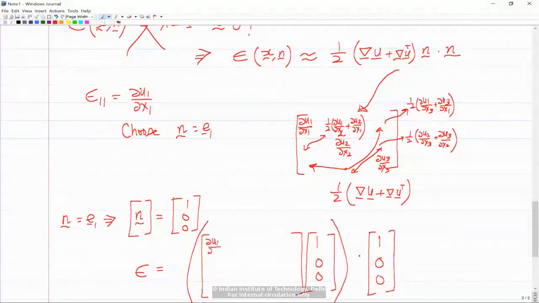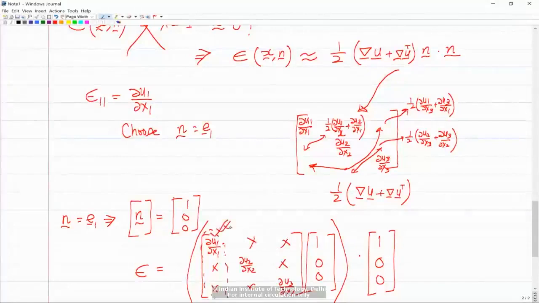So this is del u1 by del x1, del u2 by del x2, del u3 by del x3, and then you have these terms. You multiply this matrix with 1, 0, 0, you get the first column. And the first column further dot with 1, 0, 0, you get this first entry here, which is simply del u1 by del x1. And see, this is what you had in your undergraduate class.